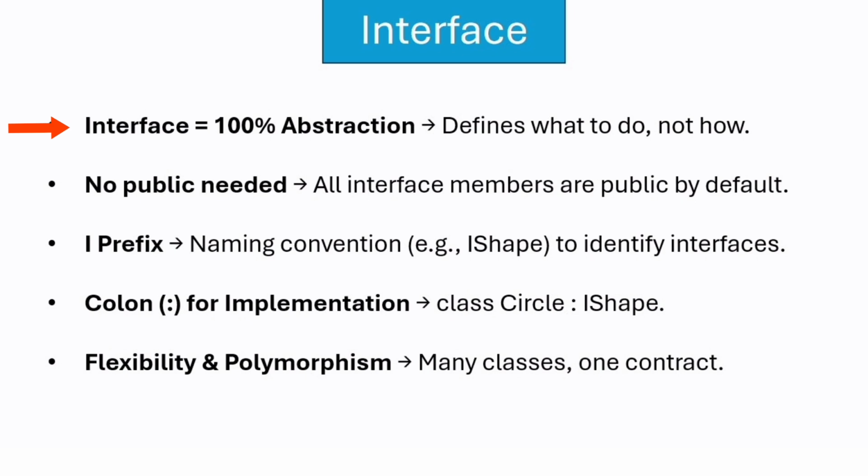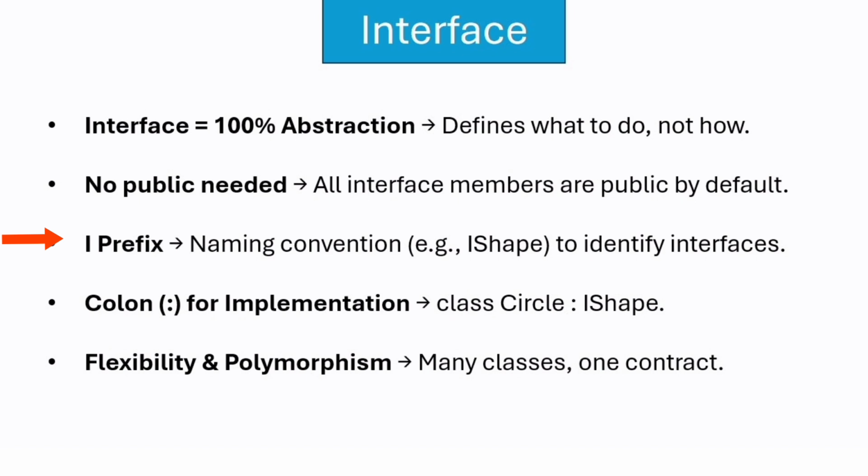When it comes to interfaces, they provide 100% abstraction. It means that only abstract methods will be used and normal methods will not be used. Another important point is that we don't write public in interface methods because all interface members are public by default. Next is the I-prefix.